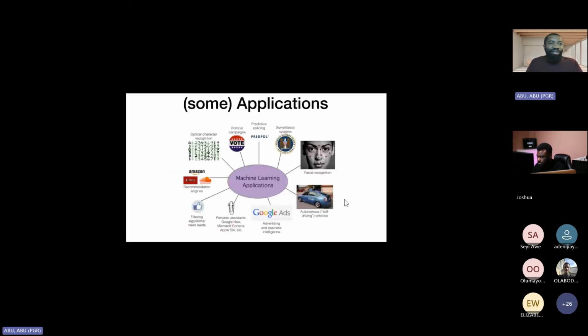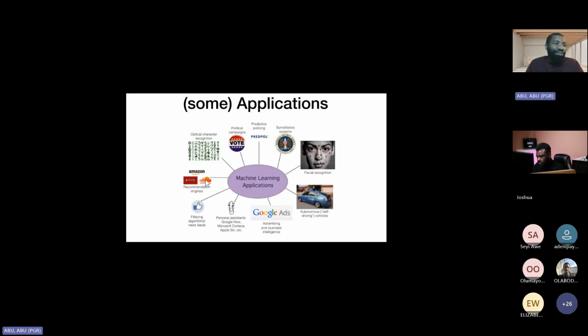So AI has a lot of applications. I'm sure all of us have used AI today in one way or the other, whether it's your text completion in your Microsoft Word or your iPhone, right? Those are all applications of AI. Optical character recognition, a lot of us have used this to scan documents and PDFs.